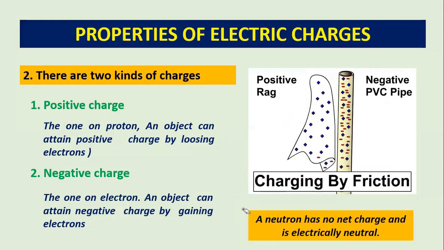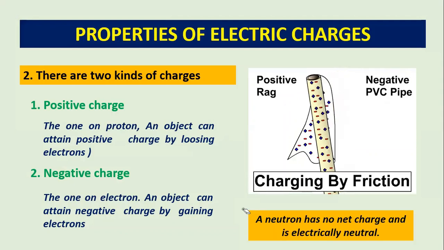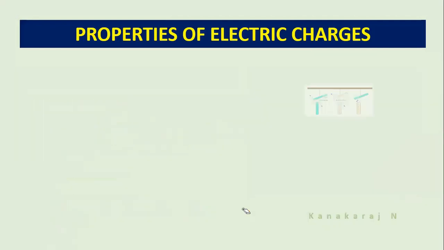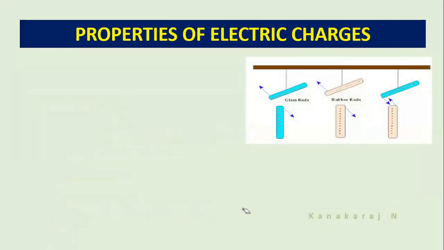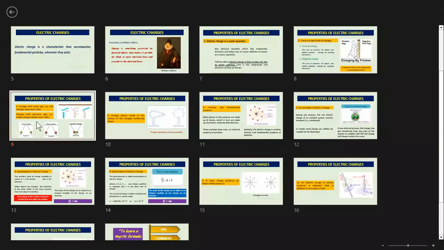Third, a neutron has no net charge and is electrically neutral. Let us go for two charges, a positive charge and a negative charge. These two charges are unlike charges.